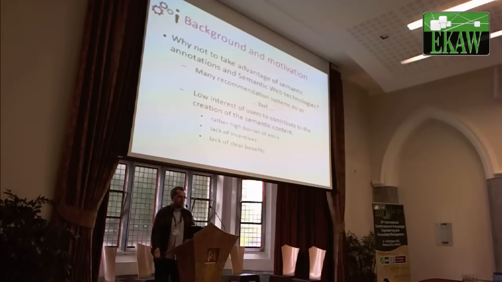The obvious question that all of you should ask: why not take advantage of semantic annotations and semantic web technologies? Of course, there are some recommender systems that try to do so. But there is quite low interest of users to contribute to such systems, since there is a rather high barrier of entry. The usual internet user doesn't know what the semantic web is, doesn't understand what semantic annotations are. There is a lack of incentives for him to create them, and a lack of clear benefits. Why should he waste these additional few minutes creating his review, choosing some content from DBpedia or other systems? That's why there's a problem with the semantic content that those systems could work on.